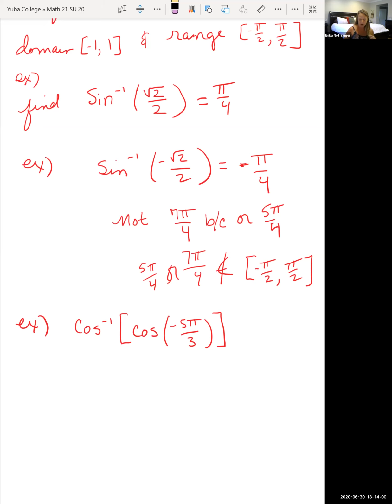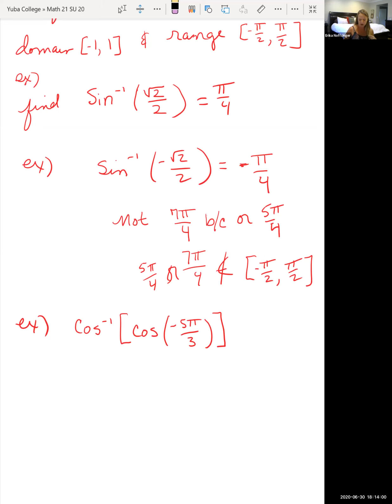And then we can talk about some of the other trig functions and what their limited domain is to make them one-to-one. So we're looking now at tangent and determining how we need to limit the domain to make it a one-to-one function so that it has an inverse function.